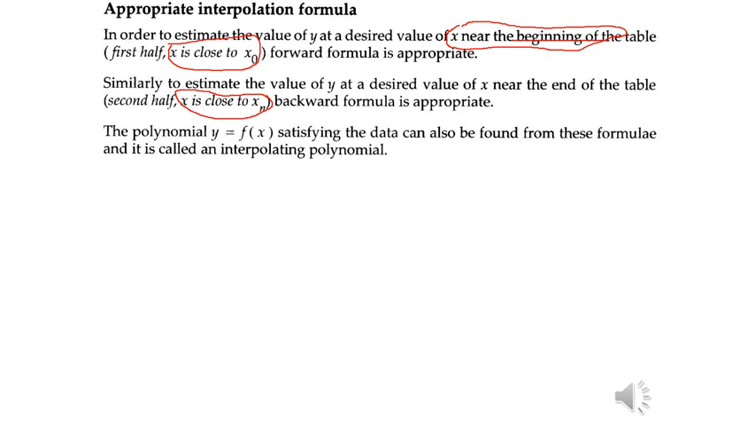That is, suppose this is your x naught and here is your xn, and this is the half here. If your x lies in this half, then we use forward interpolation formula. If your x lies in the second half, then we use backward interpolation formula.